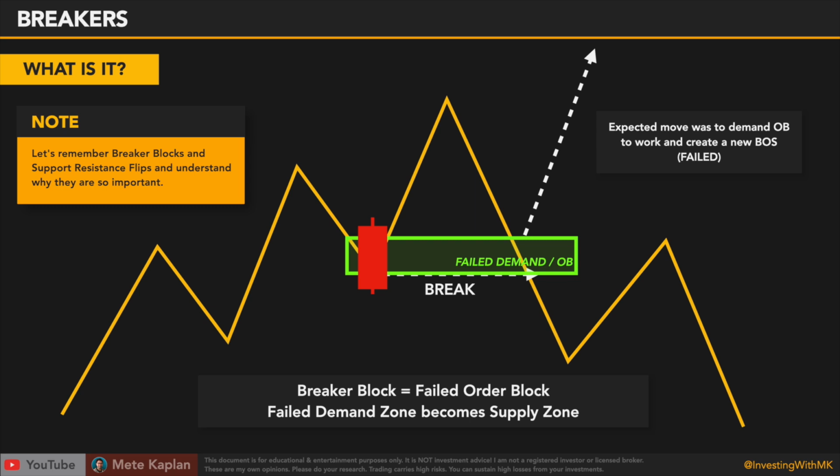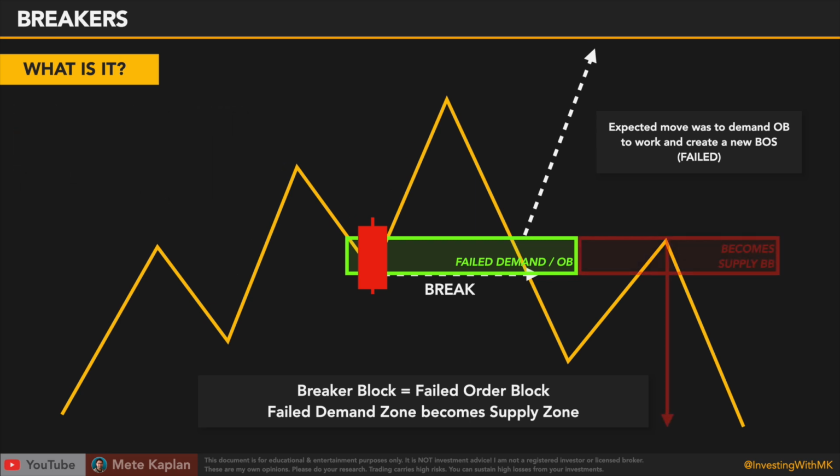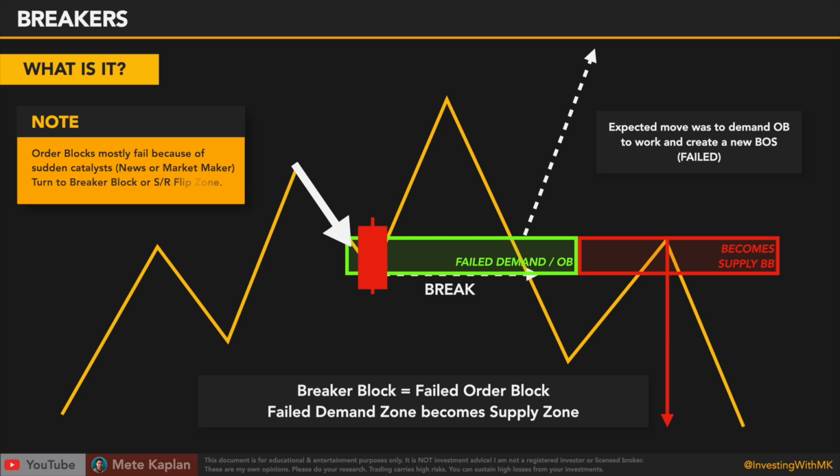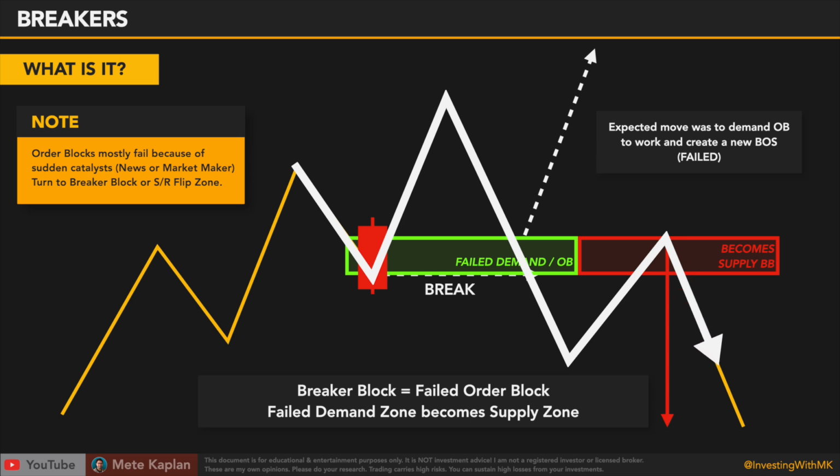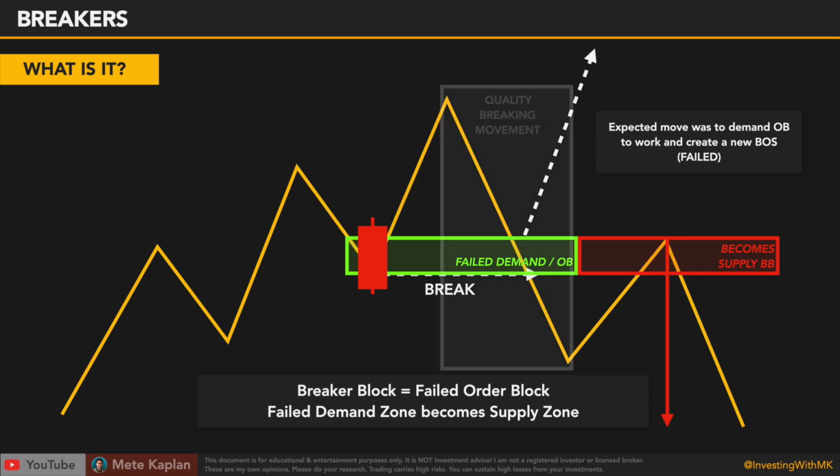First of all, breaker blocks were the failed order blocks, as you remember. Order blocks fail many times with the big news or market maker involvements. These catalysts create sharp breaks and order blocks cannot hold them. So our failed demand area suddenly becomes the supply area. You know this as support resistance flips.